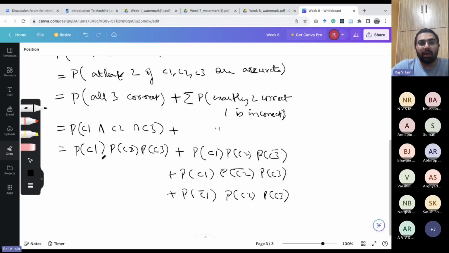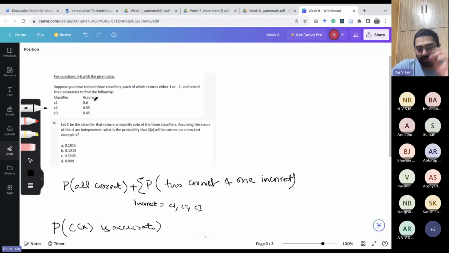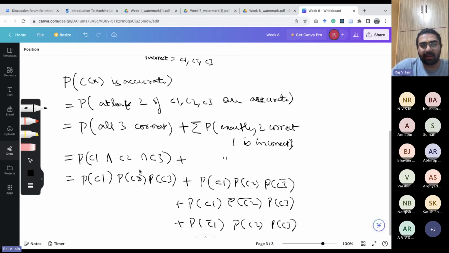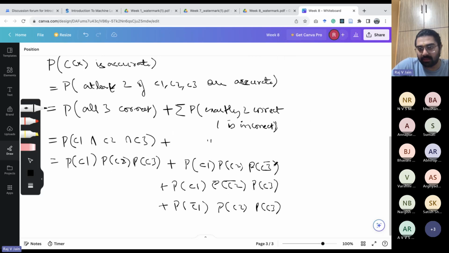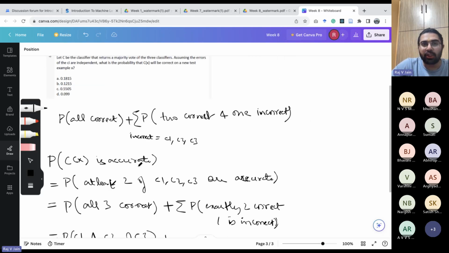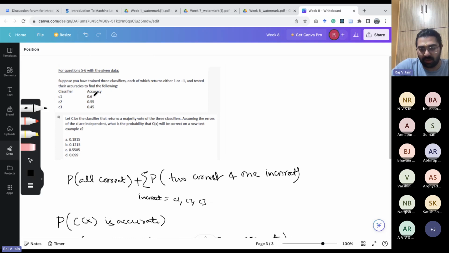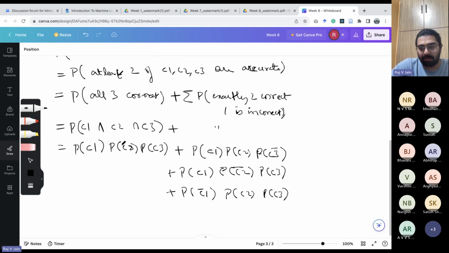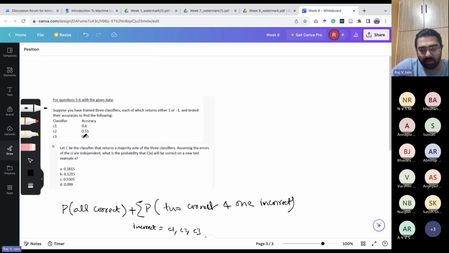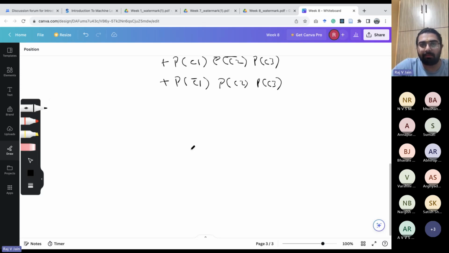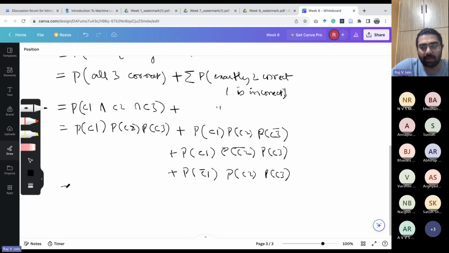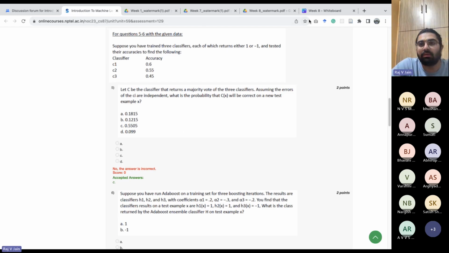So now I'm writing here in shorthand, where C1 means accurate and bar means not accurate. We know the probability of C1 being accurate is 0.6, right? So all of these values will be just plug and play. The probability of C3 bar will be 1 minus 0.45, because you want to know the probability that C3 is not accurate. That's it. You can plug all these values here, and you will get the answer 0.55 something.